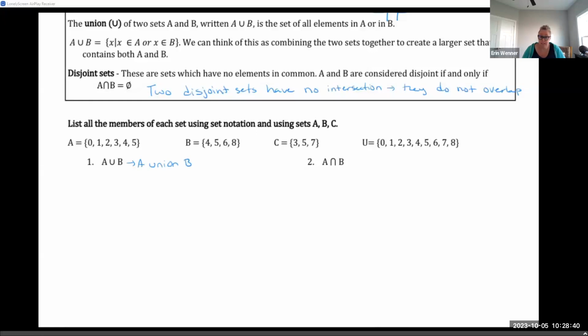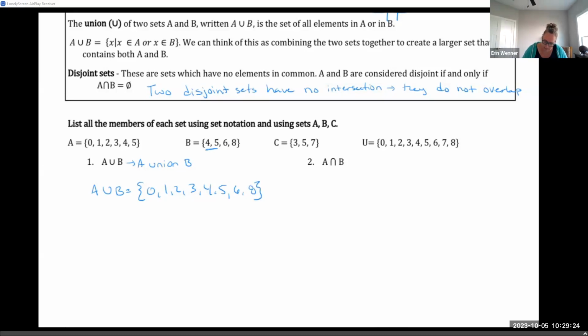So we want to union them together, and when we union them together, it means that we're grouping them together in a bigger group. So if we think about set A, we've got the numbers 0, 1, 2, 3, 4, and 5, right? But now I want to add B in there. And if I look at B, well, I've already listed the numbers 4 and 5, so I don't need to list those again. But I can continue on with what's in that list that I haven't already listed. And so the numbers 6 and 8 are remaining. And so that is our union of those two sets.